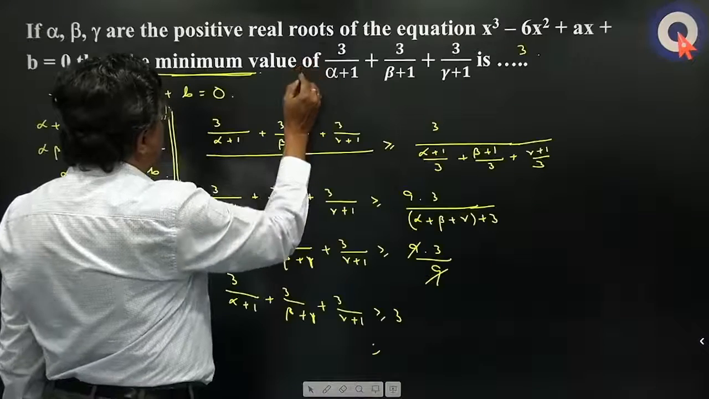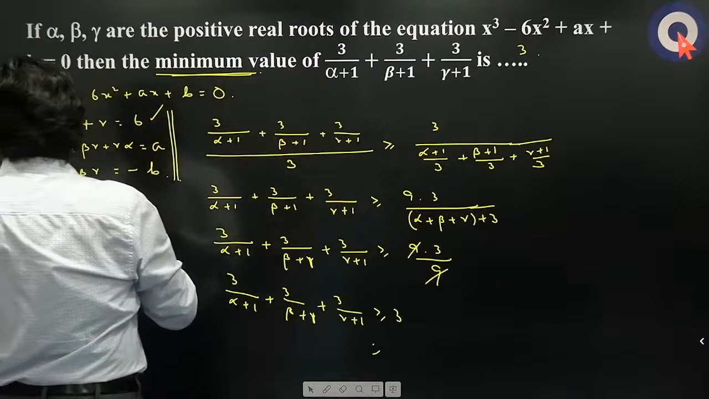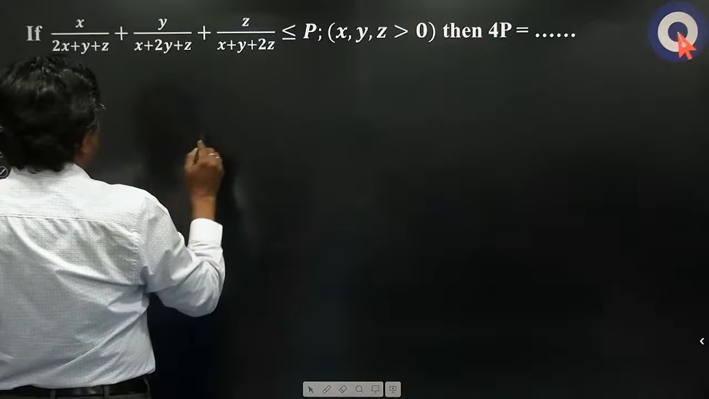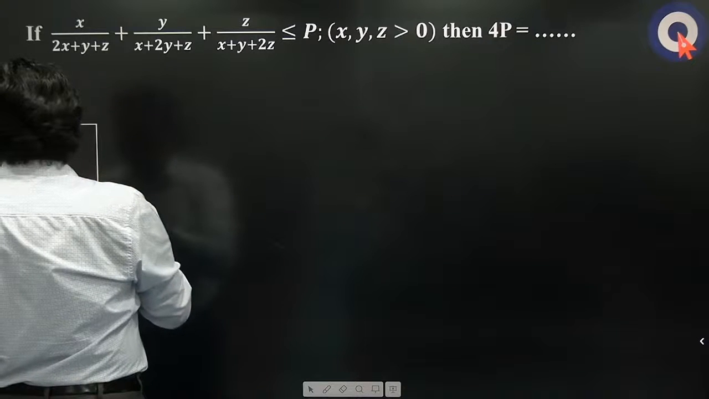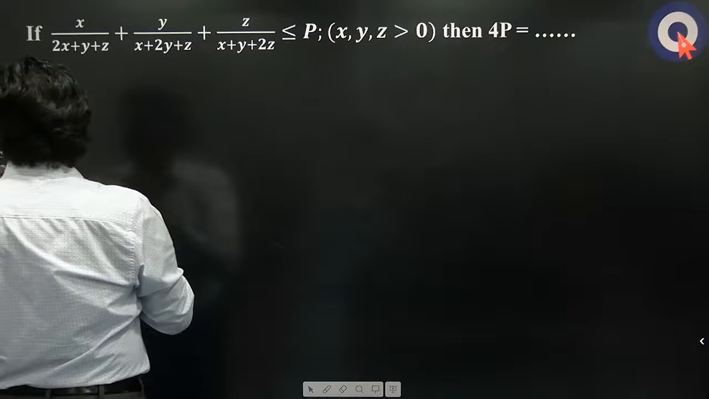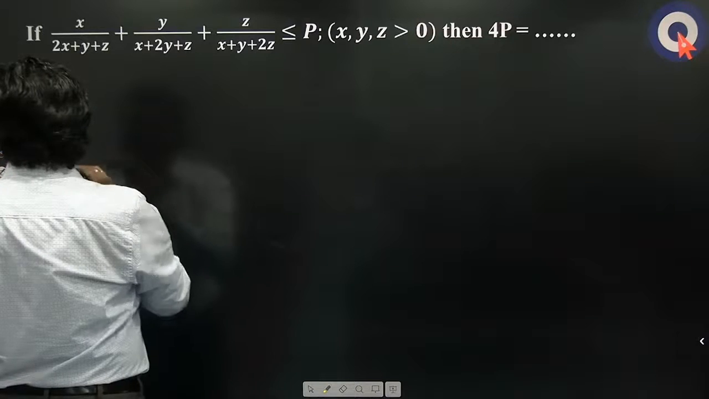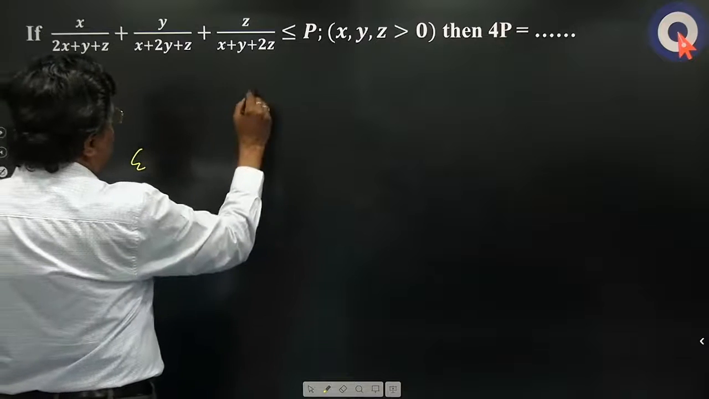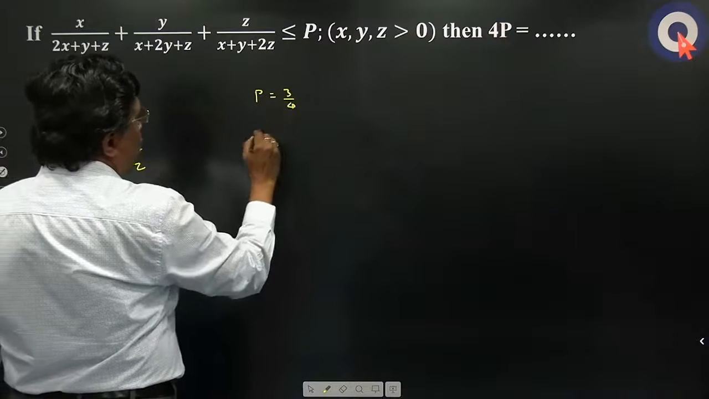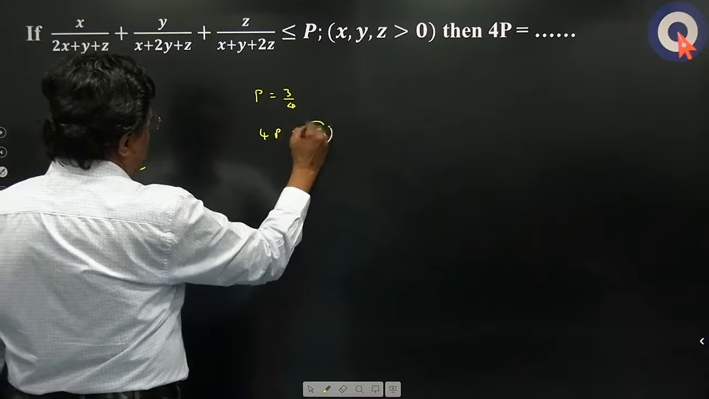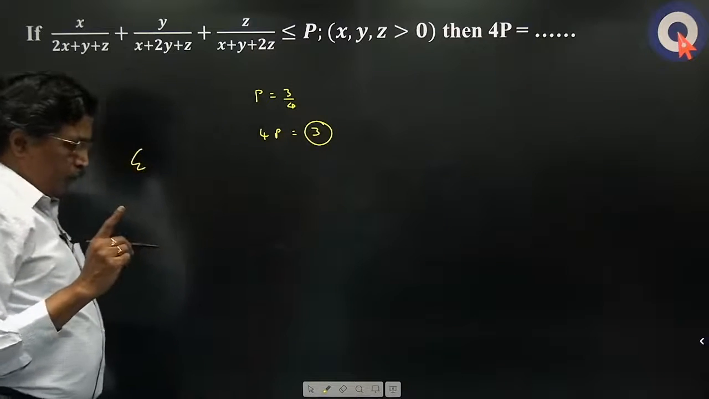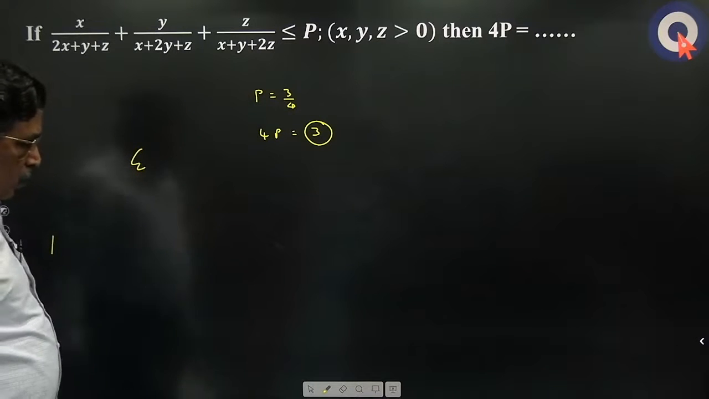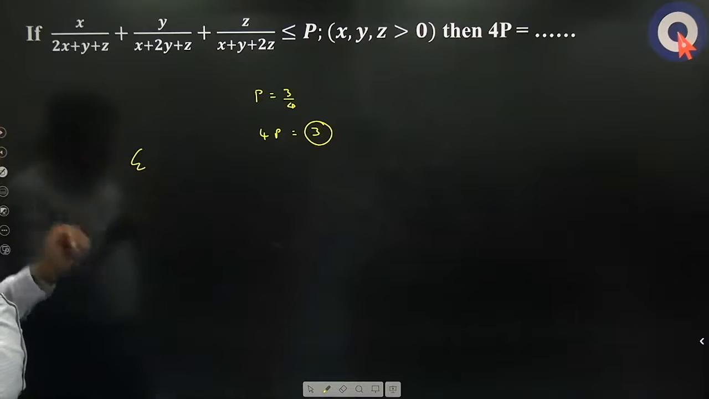So what you got is P equal to 3 by 4. Therefore, 4P is equal to 3. Sorry for the inconvenience. I am not able to show the whole problem once again, but you can just go back a little and see the solution once again.